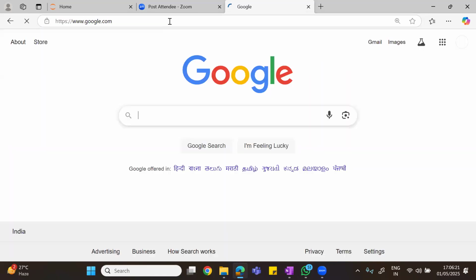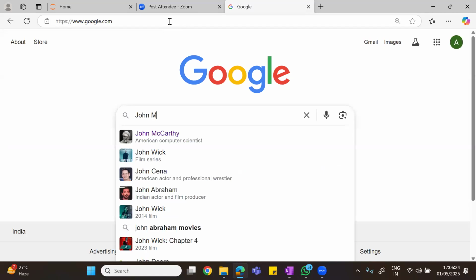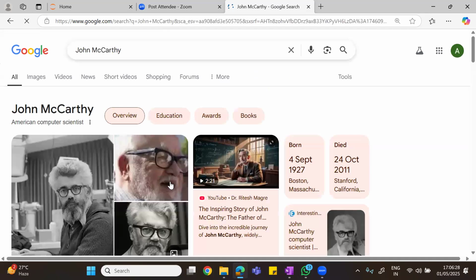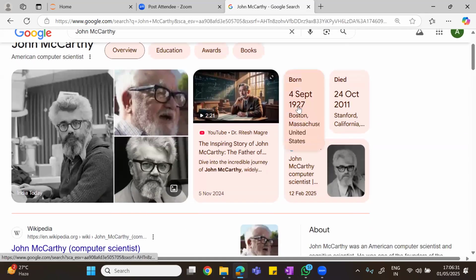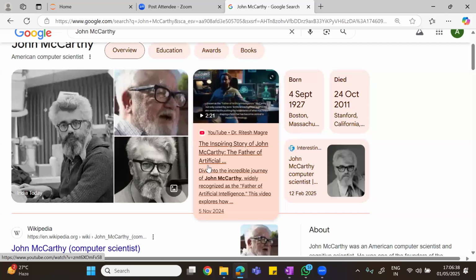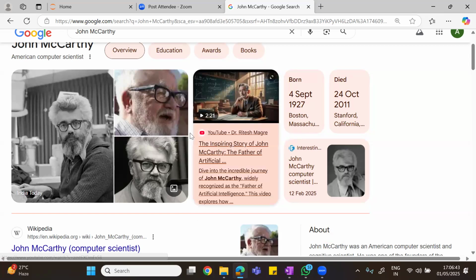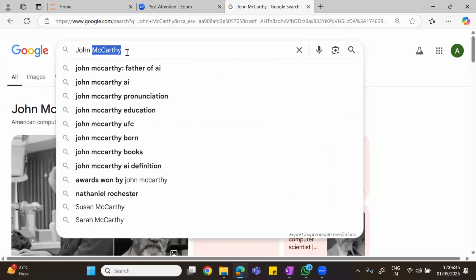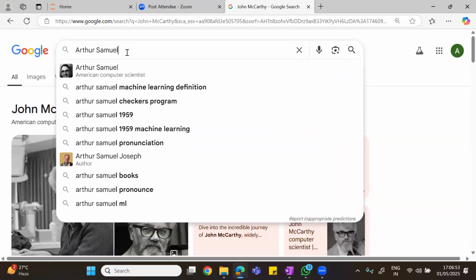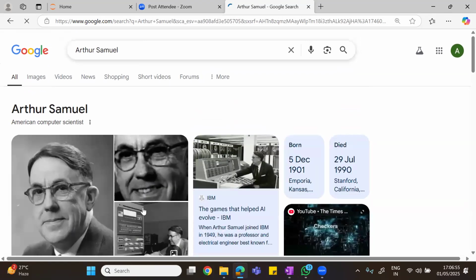Now, I want to show you this gentleman, John McCarthy. He was born in 1927, and he expired in 2011. And he is considered the father of AI. Can you see it? The father of artificial intelligence. And let me show you the author Samuel. Author Samuel, he is a guy.